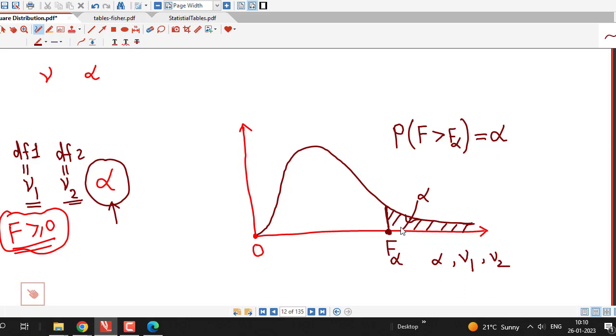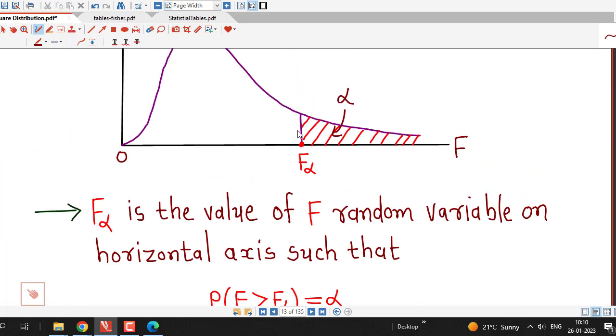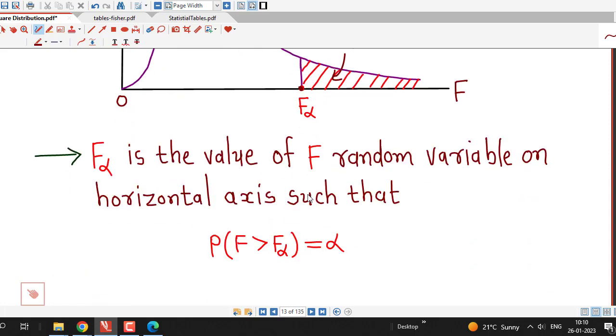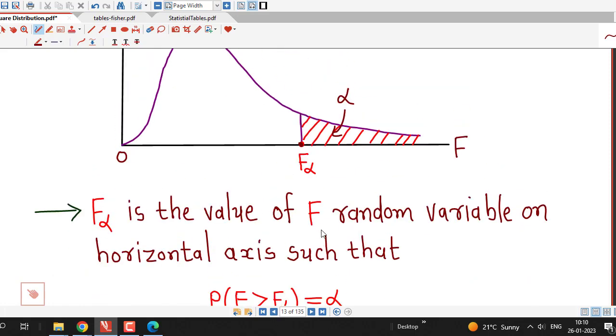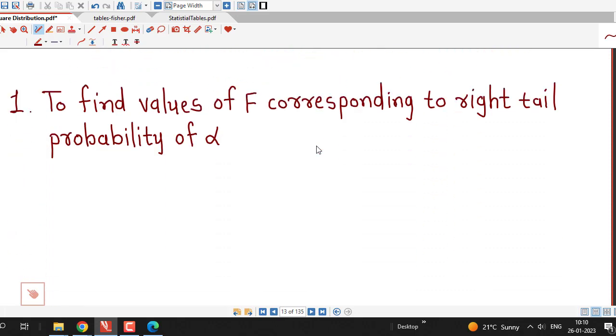So first we understand how to find out this critical value F alpha such that the area to the right of this point is alpha. And again I repeat, this is the graph of F distribution. This F alpha is the critical value of F such that the probability that F is bigger than F alpha is alpha, or in other words, the area to the right of this point is alpha. And now we are discussing how to find values of F corresponding to a right tail probability of alpha.